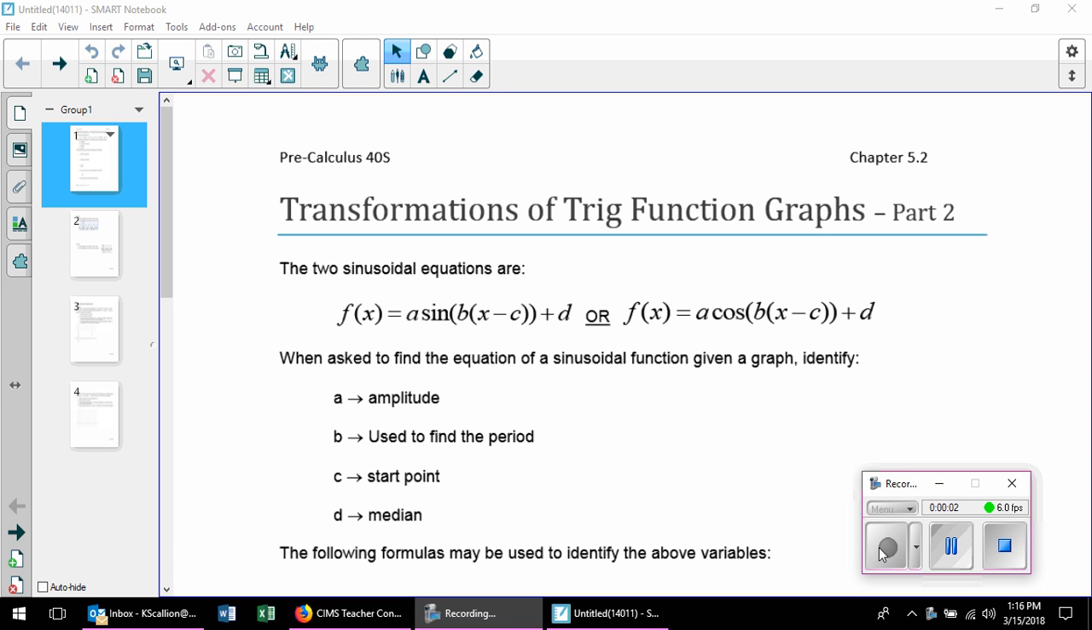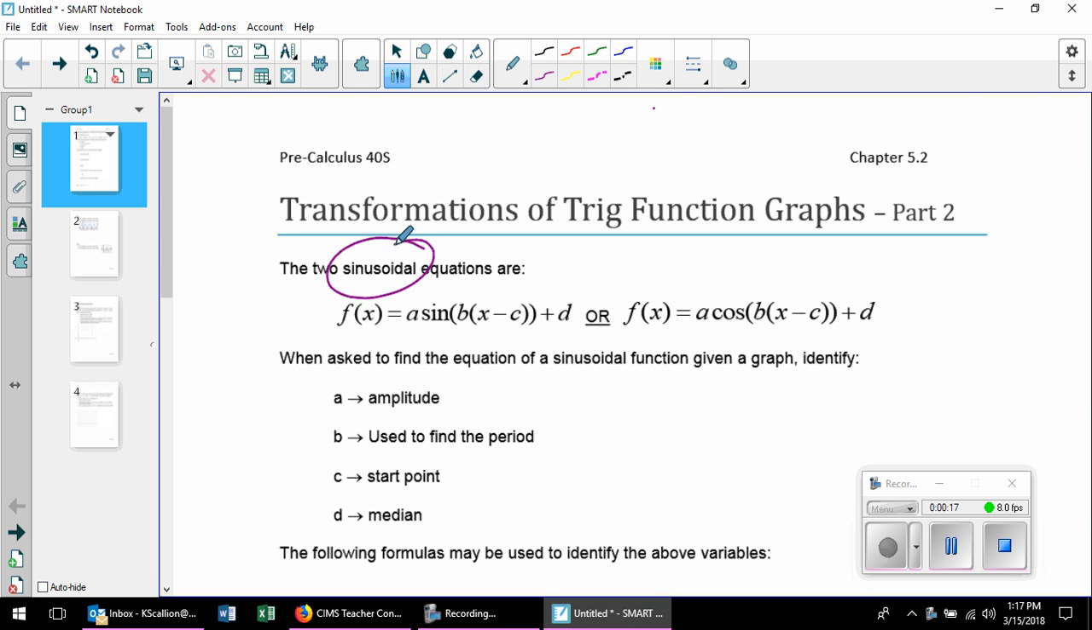This is a continuation of yesterday, but now we're going to get a little bit more complicated. Sinusoidal just means wave. It doesn't mean the sine function. When I talk about a sinusoidal equation, I'm just talking about a wave graph.